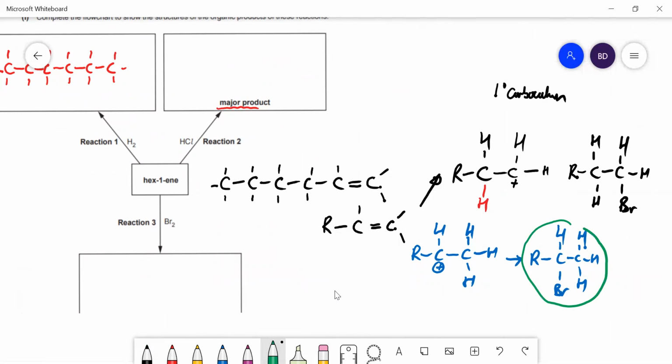Why is it a major product? Because it occurs through this carbocation, which is a secondary carbocation, which is more stable than the primary carbocation. So you're going to get 2-bromohexane as the major product. So if I just draw that there. The bromine is on carbon atom number 2, not on number 1. That will be the minor product. You get a bit of that, but not as much.